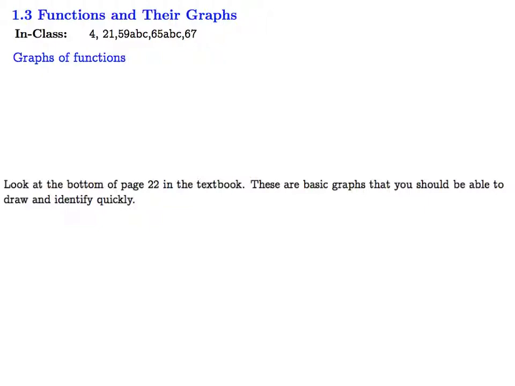So here's a little assignment for you to do. Look at the bottom of page 22 in your textbook. There's a whole bunch of graphs on there that you should know by heart. You should know their names, you should know how to graph them from their graph. You should say, oh well, that kind of looks like x cubed or something like that. You should be pretty good at looking at these and figuring out what they are. I would suggest memorizing them. Perhaps we'll have a quiz on them or something, so it might be good to know.